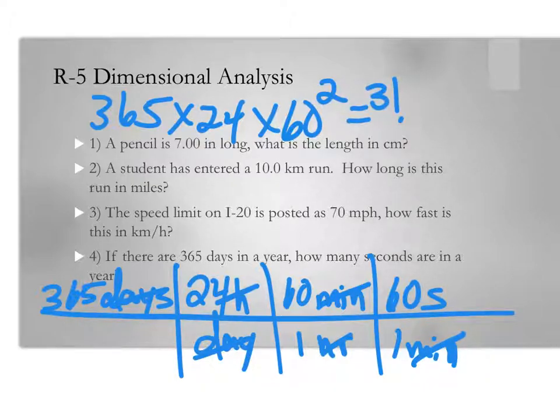31,536,000 seconds, which is obviously a lot of seconds. Now, 365 days is a number that we can count. So it has infinitely many significant figures. So this is your correct answer.